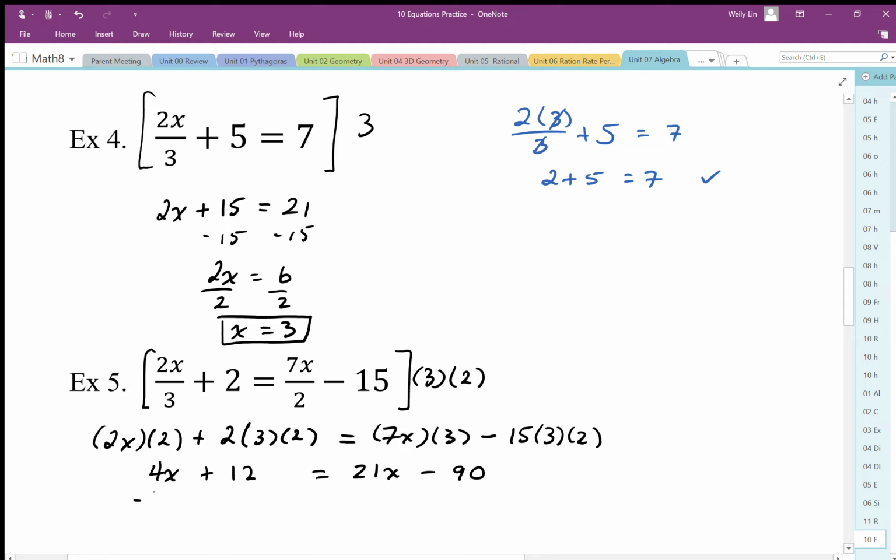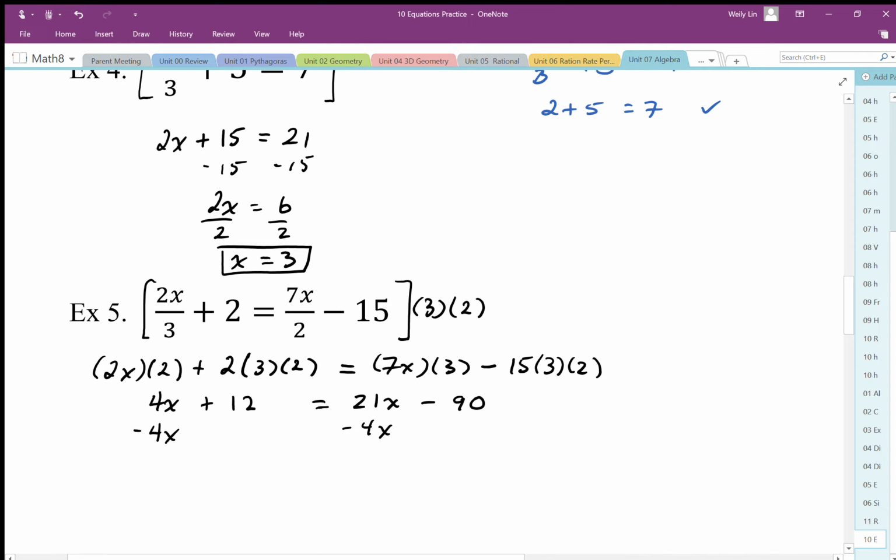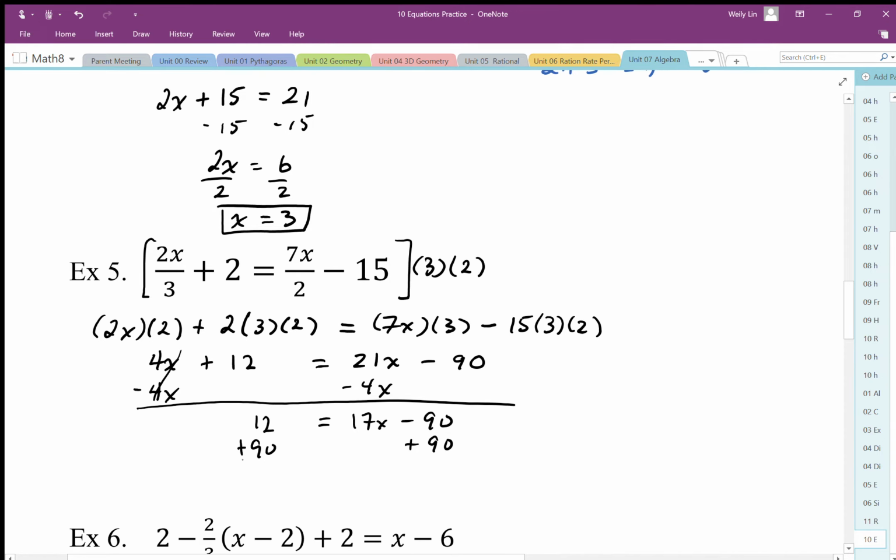I'm going to get rid of the plus 4x with a minus 4x. Minus 4x on both sides. This one's a little bit harder, so I'm just going to do this in steps. So this is my 0 pair, so I end up with 12 equals 17x minus 90. I'm going to do my plus 90, plus 90. So I end up with 102 is equal to 17x.